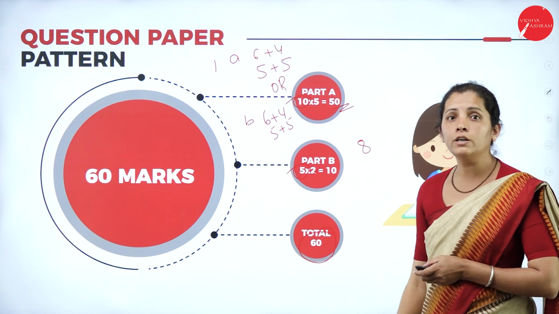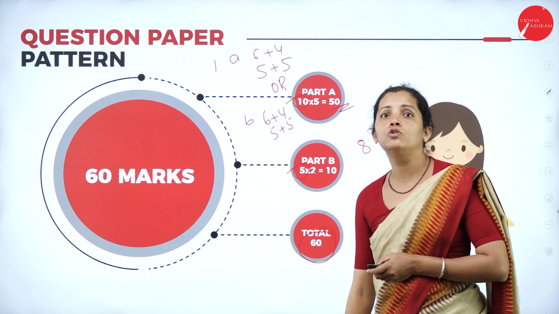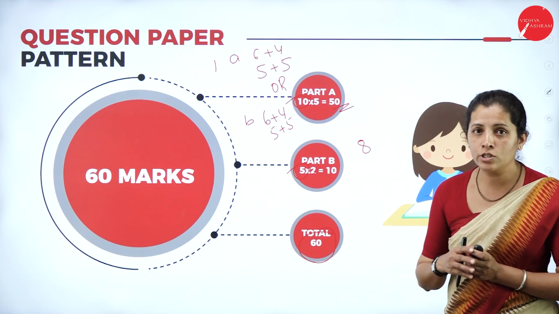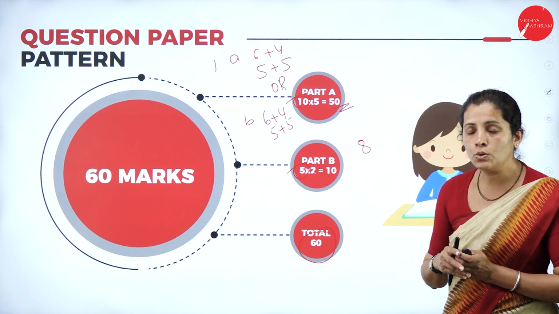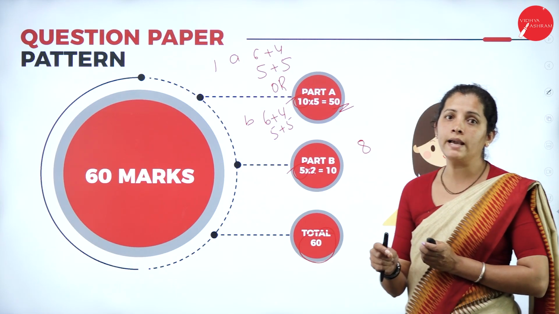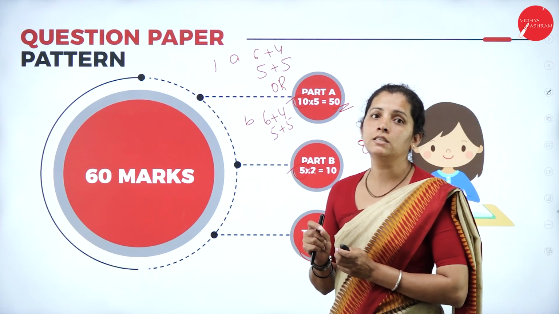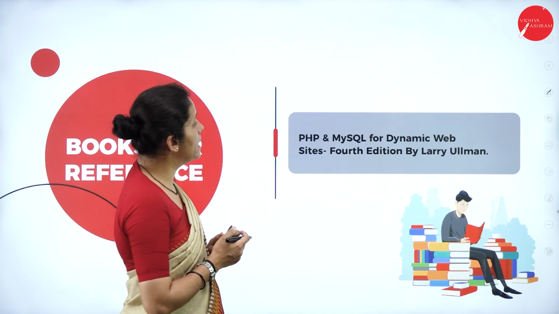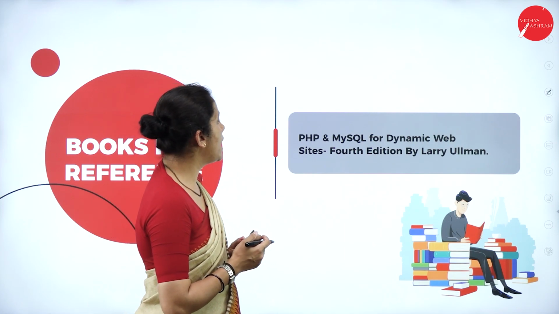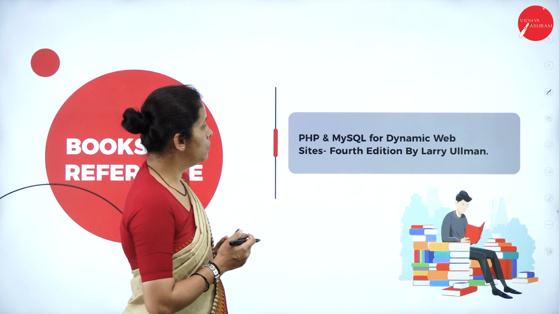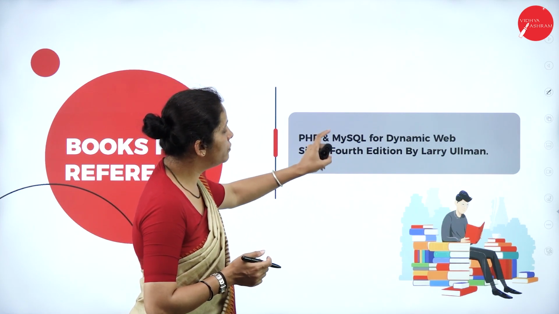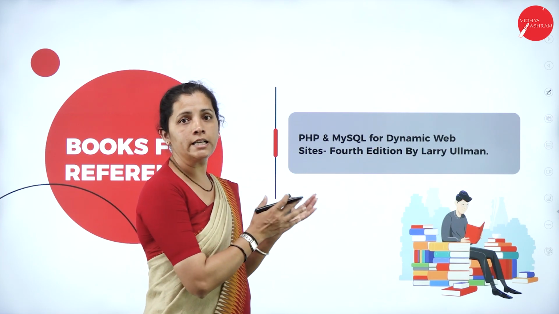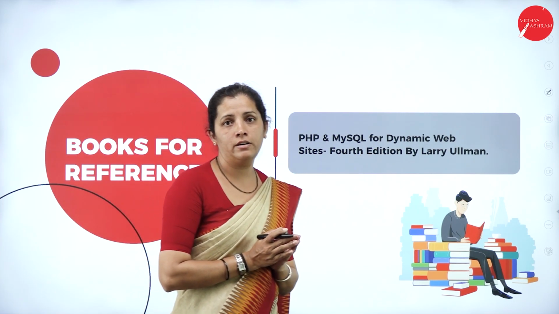Fine. Now the question arises: if you want to become a master in this subject, which textbook should I refer to? The textbook prescribed by the university is PHP and MySQL for Dynamic Web Sites, 4th edition, by Larry Ullman. This is the textbook you have to refer to.